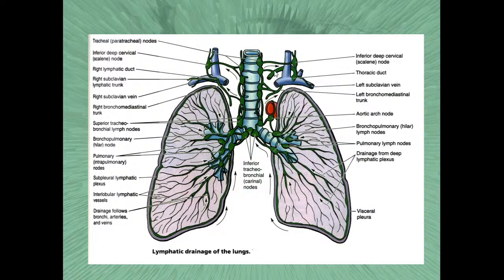And as we all remember, right bronchomediastinal trunk empties into the right lymphatic duct, then to the right venous angle, and left bronchomediastinal trunk drains into the thoracic duct and then to the left venous angle.